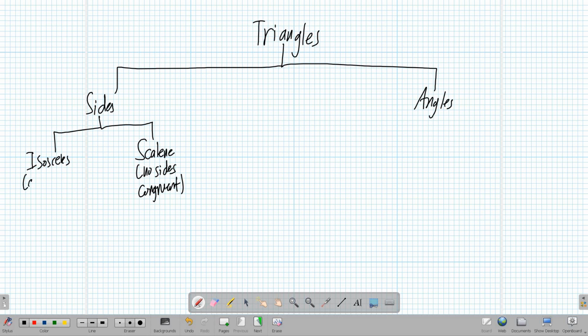Isosceles, you would have at least 2 sides congruent. Pag sinabing congruent sa geometry, they have the same measurement. Ngayon, pwedeng dalawa, pwedeng 3 sides congruent sa isosceles. I know na may naiisip na kayong meron pang isa. And that other type of triangle according to sides is actually under the isosceles triangle, because it needs exactly 3 sides congruent.